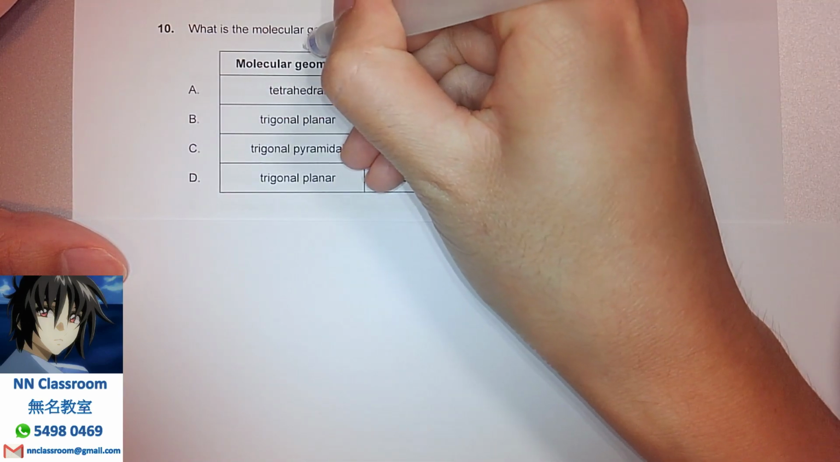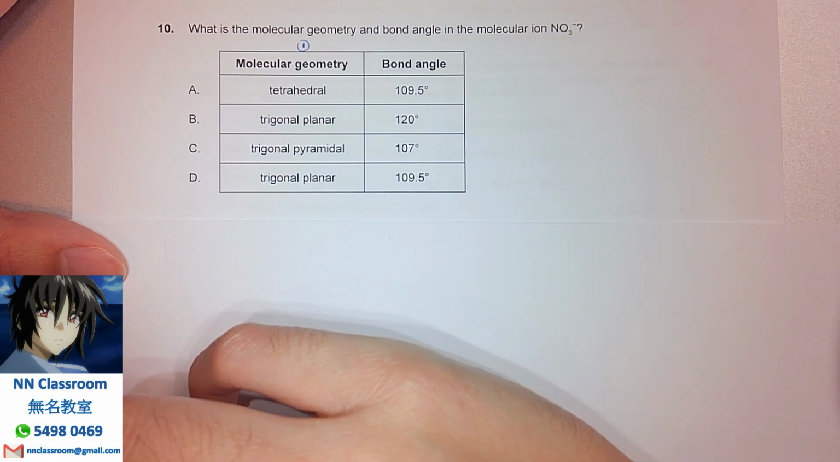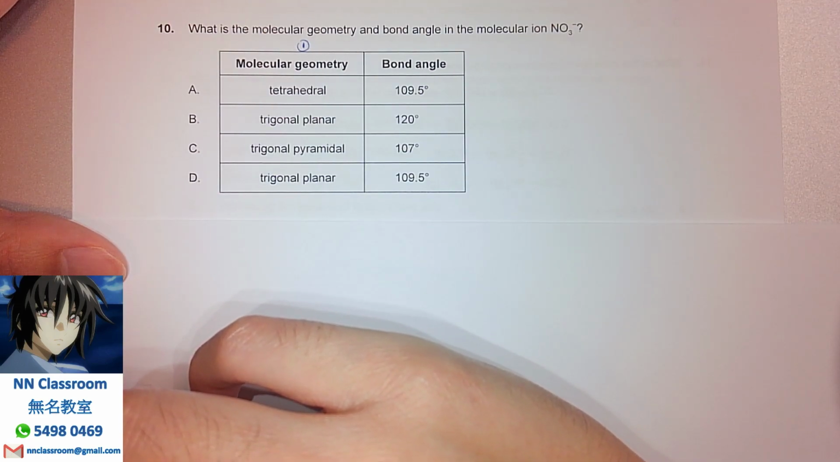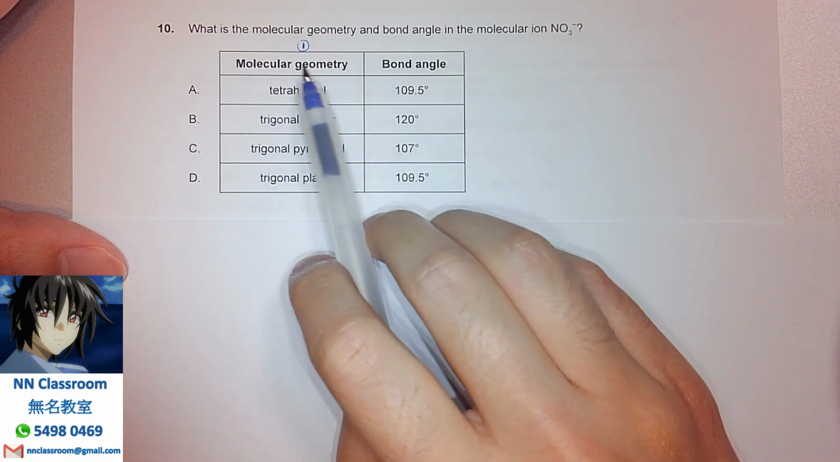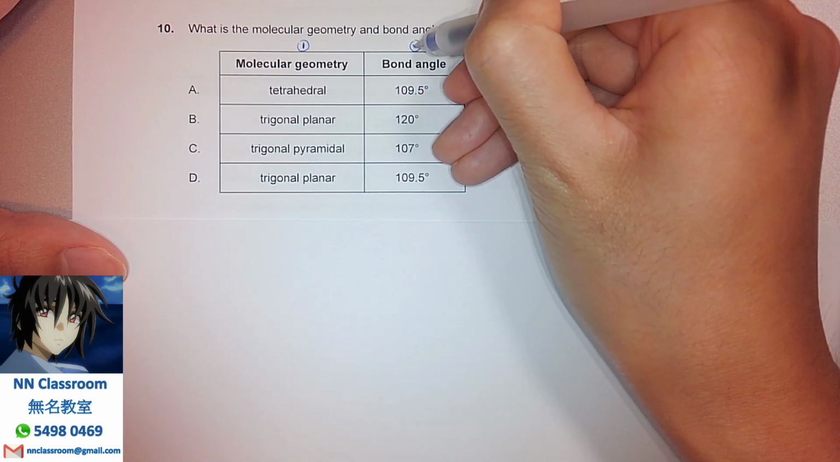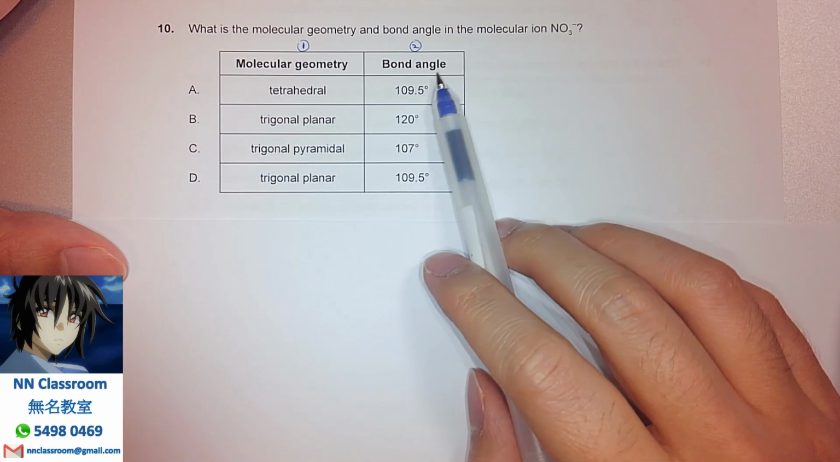Asking two things. The first thing, the real shape. As mentioned before, molecular geometry is something different from what we call electron domain geometry. Hopefully students get to know what the differences are. Secondly, they're asking for the bond angle. That is something within the bonding elements that creates an angle.